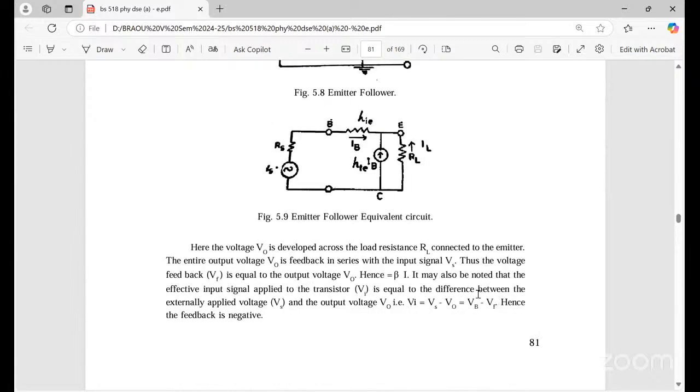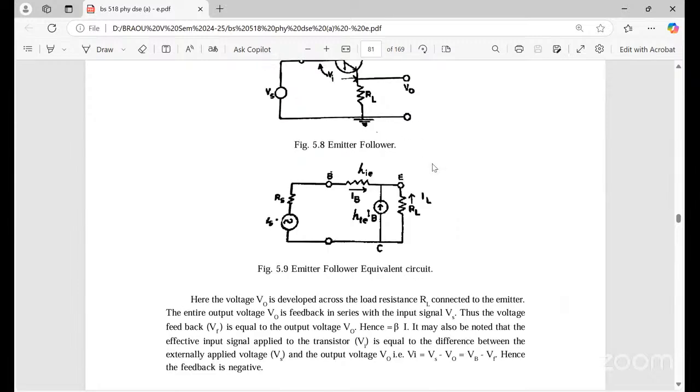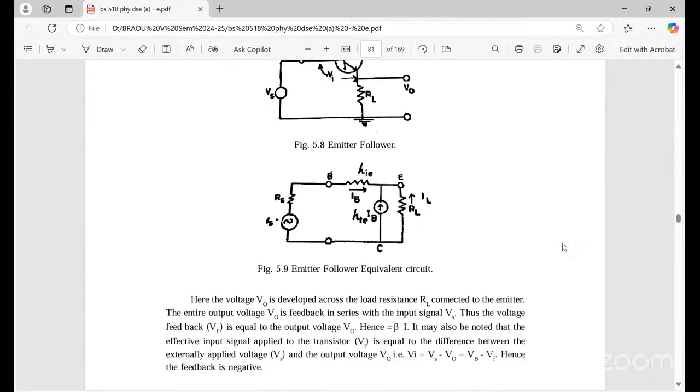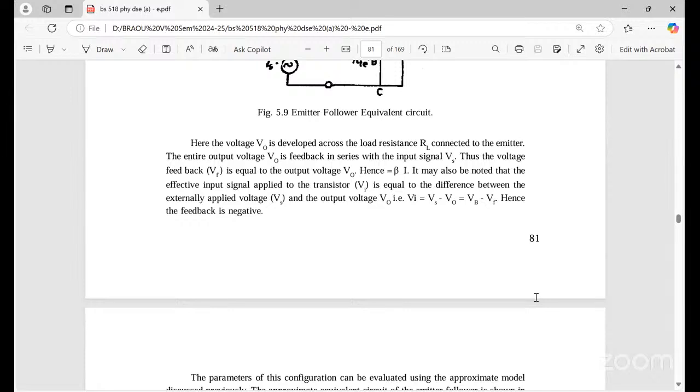Here the output voltage V0 is developed across the load resistance, which is connected to the emitter. The entire voltage V0 is fed back in series with the input signal. So the voltage feedback VF equals the output, times beta. It may also be noted that the effective input signal applied to the transistor equals the difference between the external applied signal voltage and V0, that is Vs minus V0.